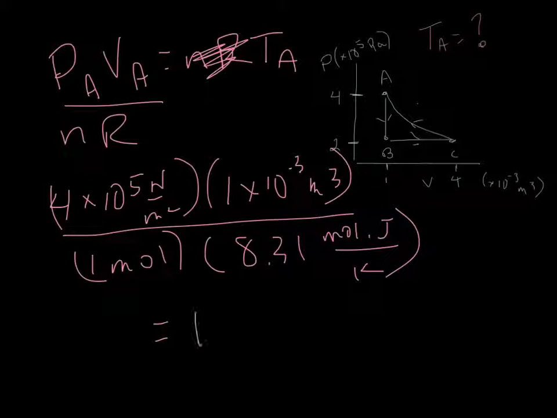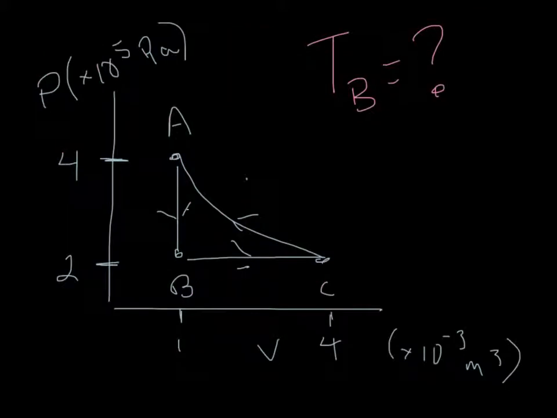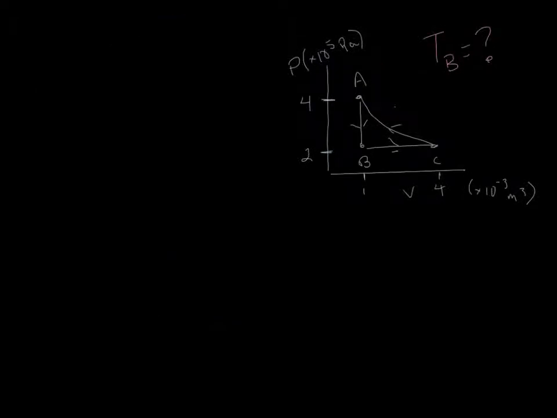So that's equal to 12 Kelvin when I do it. So that's my temperature at point A. Now the next thing I want to do is calculate the temperature at point B. So let's take a look at that. There's two ways to do the temperature at point B. You could use PV = nRT again, and you can be completely comfortable with that if you want.